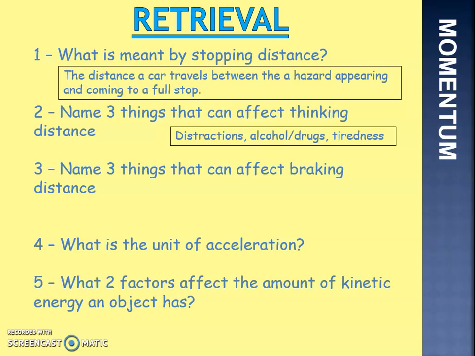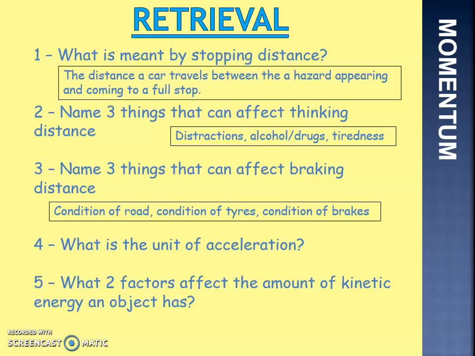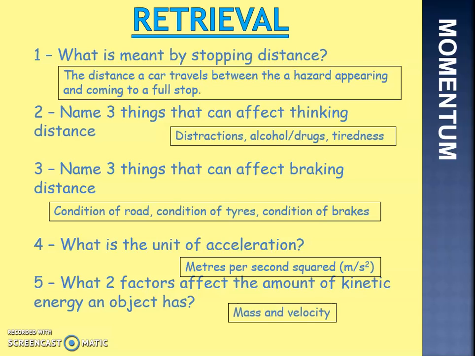3 things that can affect braking distance: condition of the road, if the road's icy or slippy or the weather's bad, the condition of the tyres, if they are worn or if they've been used too much, and the condition of the brakes. Question 4. What's the unit of acceleration? That is meters per second squared. And question 5. What 2 factors affect the amount of kinetic energy an object has? That would be the mass and the velocity.